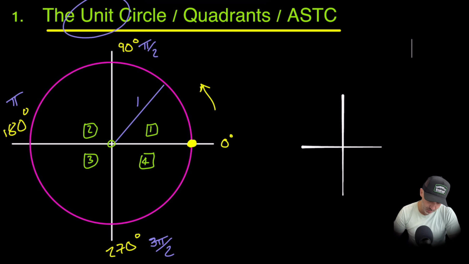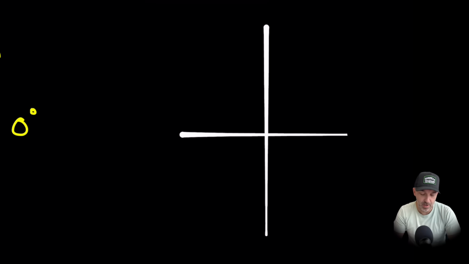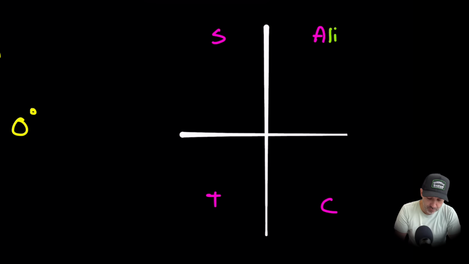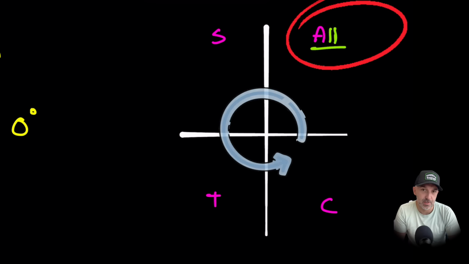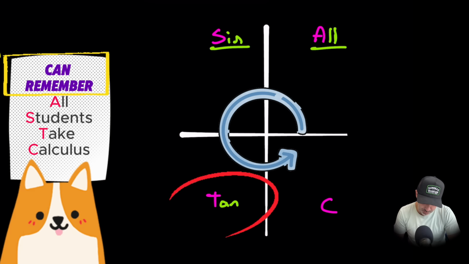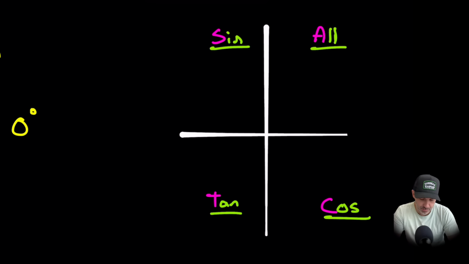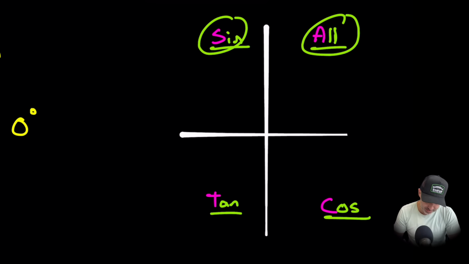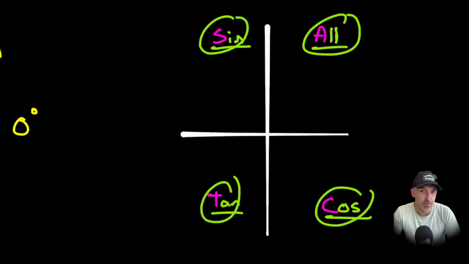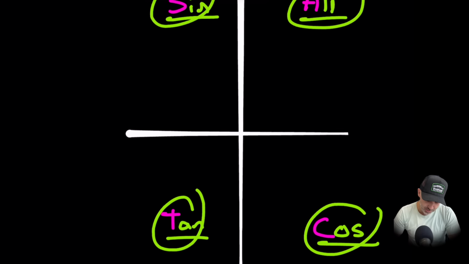Based on the quadrants 1, 2, 3, 4, you should also remember this acronym, ASTC. What that stands for is all trig functions are positive in this quadrant here, only sine is positive in this one, only tan is positive in this one, and only cos is positive in this one. When we're doing some questions in a moment, I will refer to ASTC, and it follows the quadrants 1, 2, 3, 4.